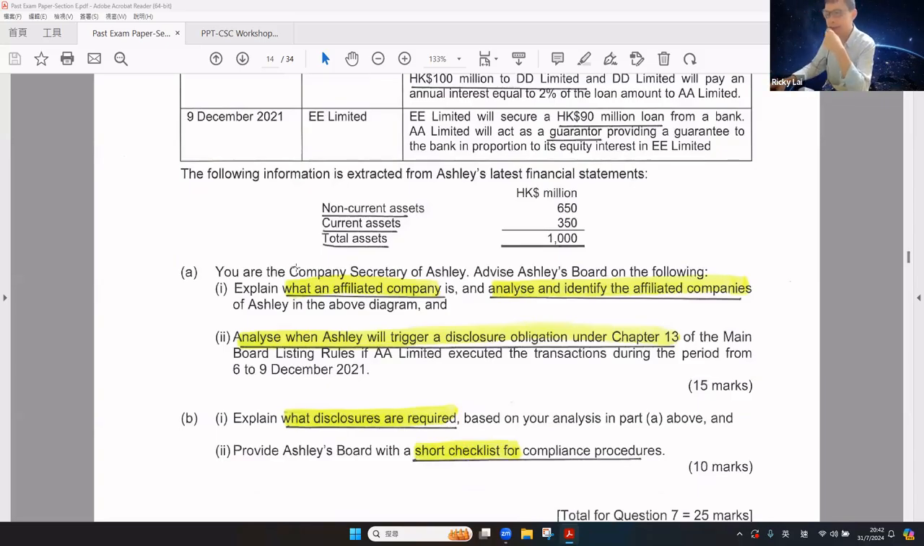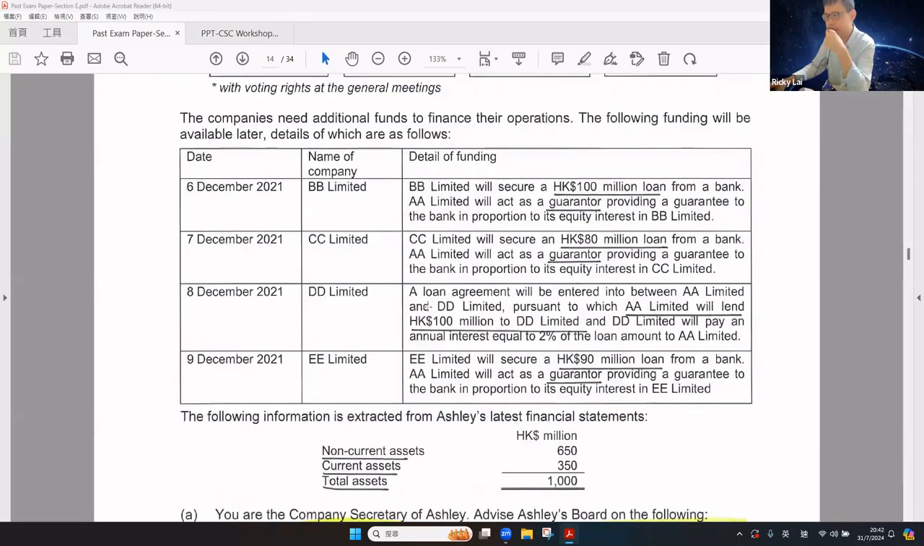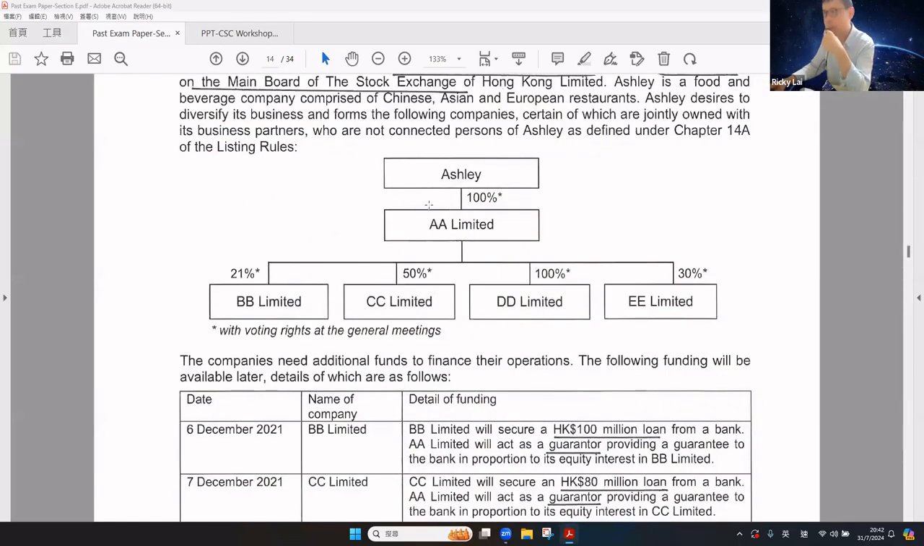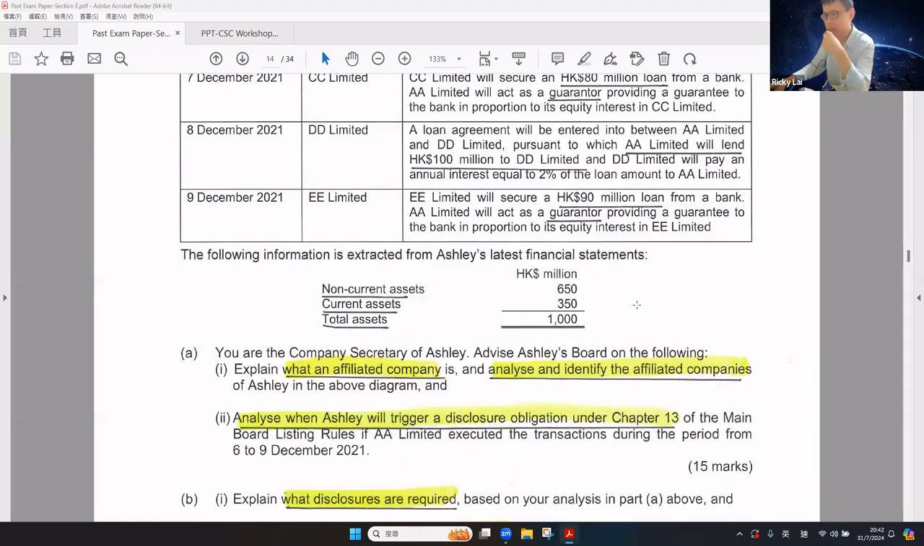Explain what is an affiliate company and analyze and identify the affiliate company of the listed company in the above diagram. So you need to advise whether A, B, C, D, and E are associated companies or not, and discuss why and provide the reason. And analyze whether the companies will trigger a disclosure obligation under Chapter 13 of the listing rules.